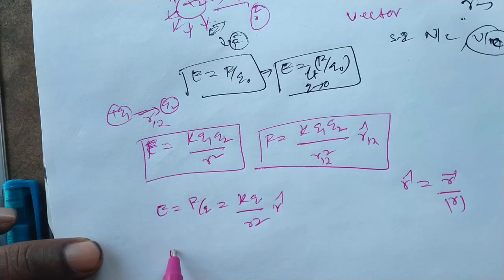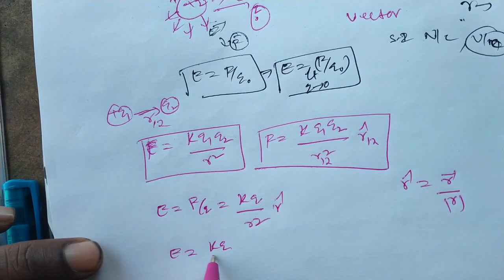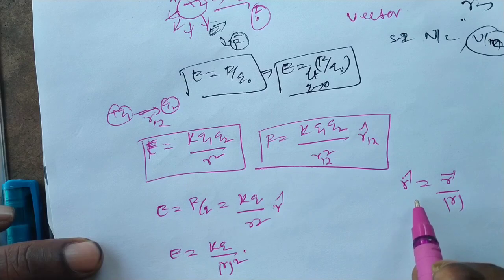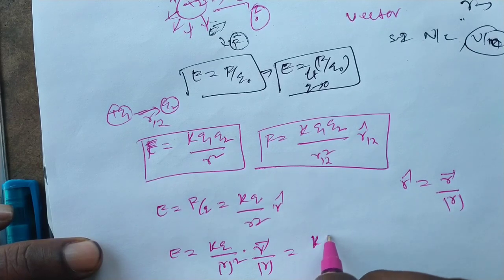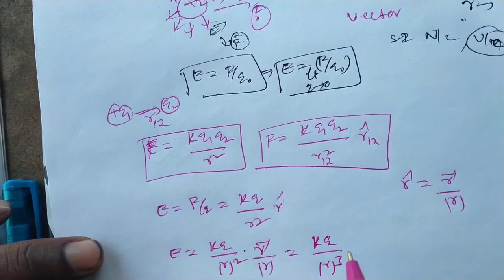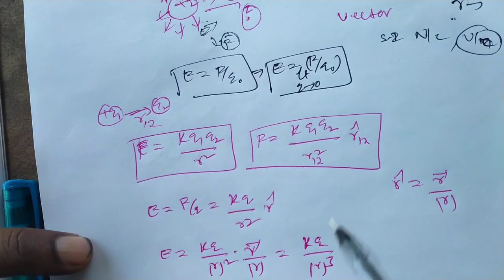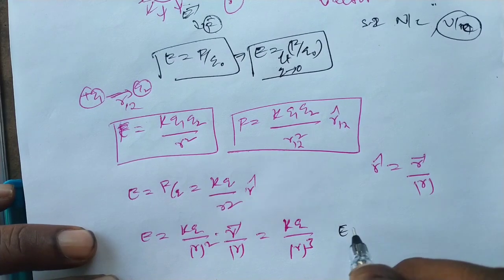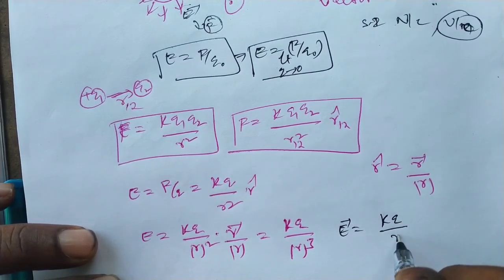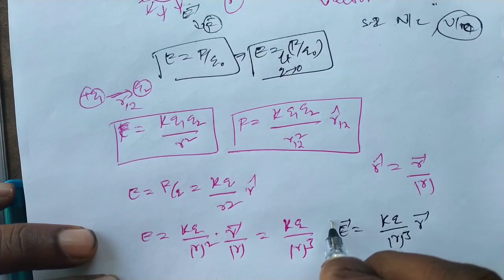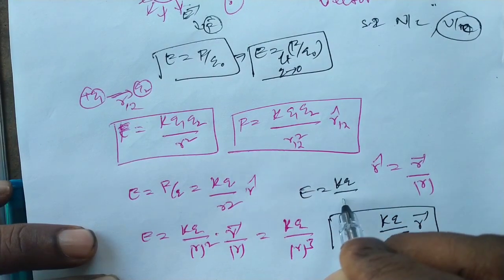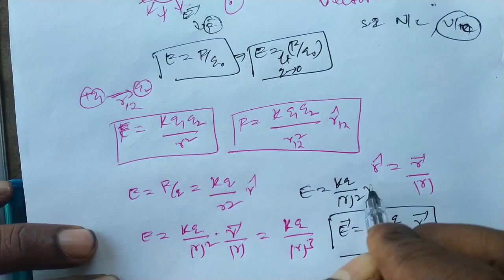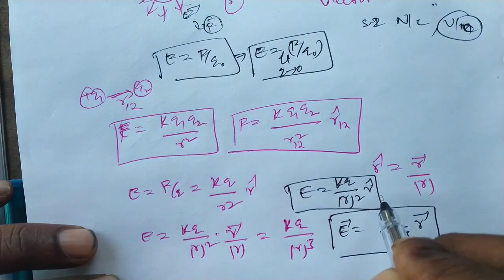In the case of electric field, it can be written as k q / |r|² times r cap. Substituting r cap equal to r bar by mod r, the electric field is k q / |r|³. So the electric field in vector form is E = k q / |r|³ times r bar, or E = k q / r² r cap. That is the vector form.